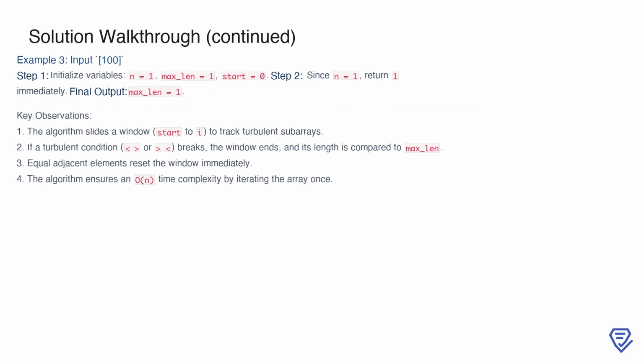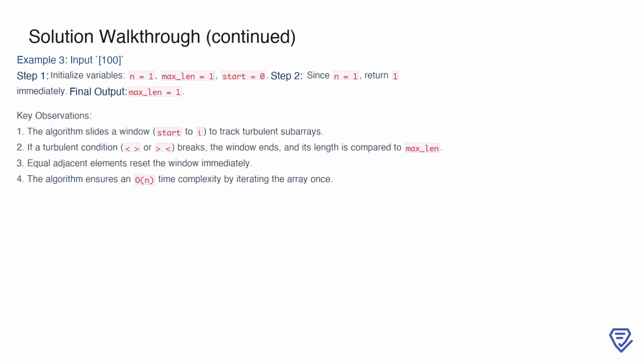Here, the input array consists of a single element, 100. After initializing n equals 1, max_len equals 1, and start equals 0, we immediately return max_len equals 1 because there are no other elements to compare, and a single element is trivially a turbulent subarray of length 1.